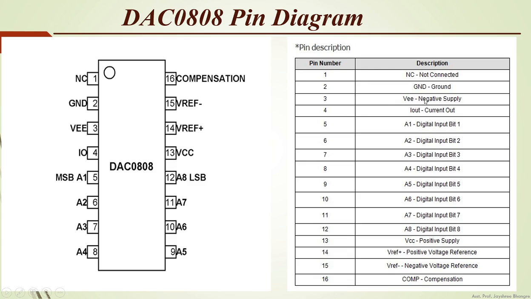Then pin 3 is VEE, that is a negative supply pin. Minus 12 volt supply can be connected to this pin. Pin number 4 is the special pin for the current out or I out pin. The minimum current available on this pin is 0.0 milliampere when all the digital inputs are equal to 0, and the maximum current available on this pin is equal to I reference when all the digital inputs are equal to 1.